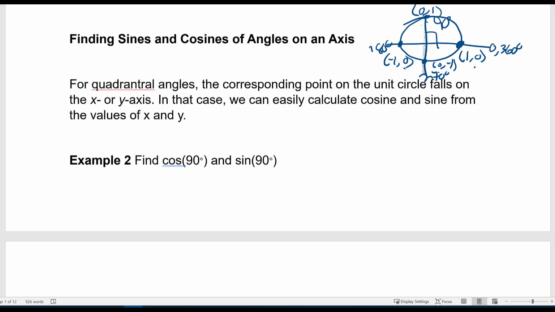So, find cosine of 90 degrees and sine of 90 degrees. Cosine of 90 degrees, we're going to go to this top one here. It's going to be the x value, so that's 0. Sine of 90 degrees is also up there. That's the y value, that's 1. See how fun that was?